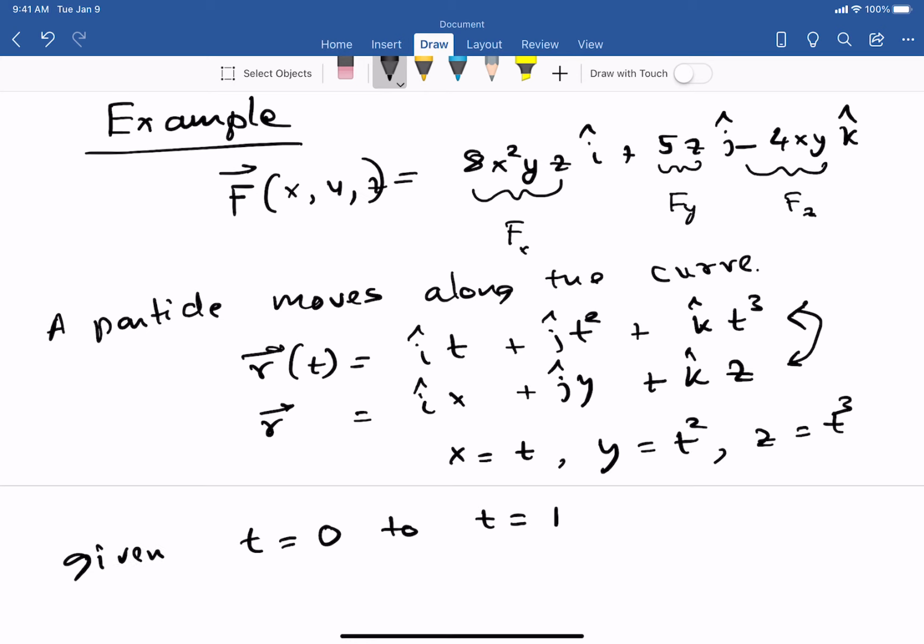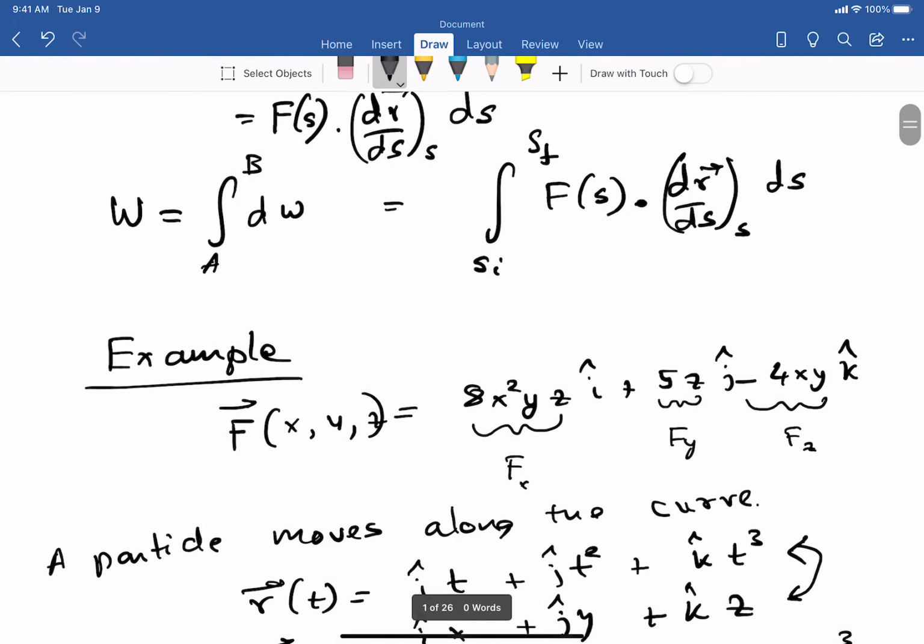So the initial position of the particle is the one for which t is equal to 0, and the final position of the particle is the one for which t is equal to 1, is the vector r for which t is equal to 1. And all the intermediate values of t between 0 and 1 give you the intermediate positions of the particle. Alright, so we have to calculate the work done by the force as the particle moves along this curve, right?